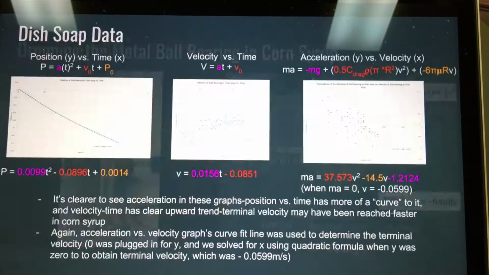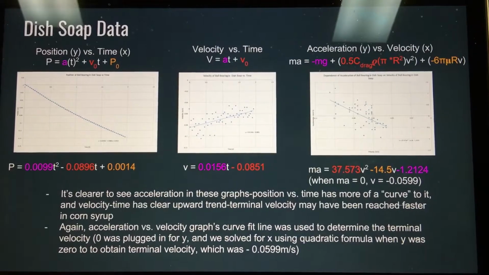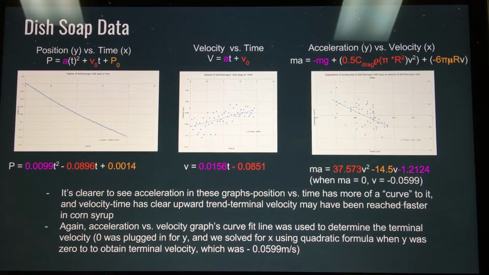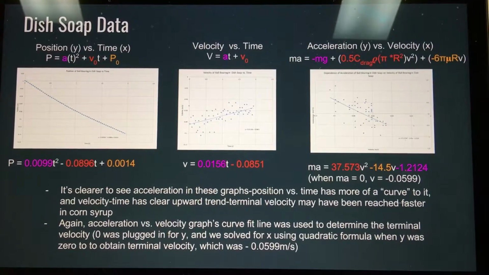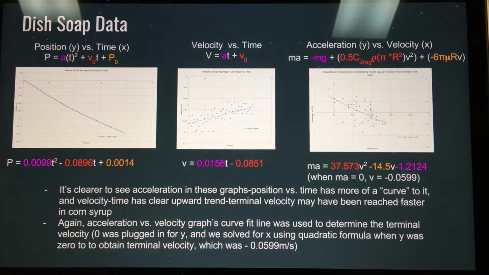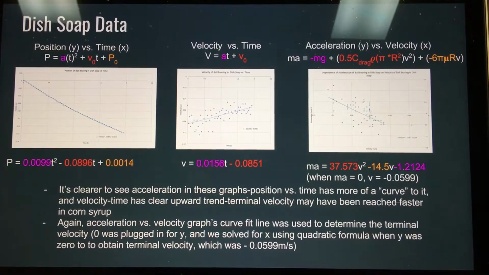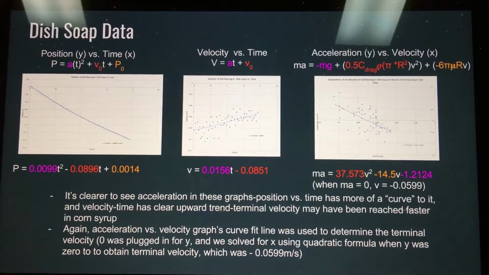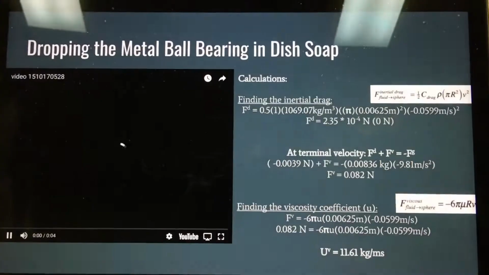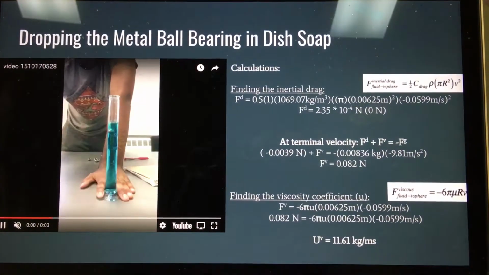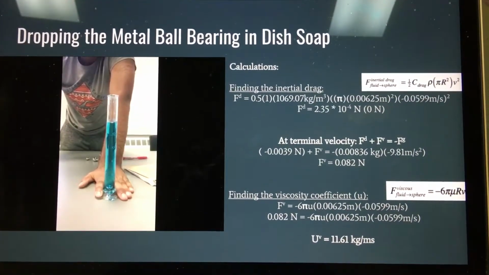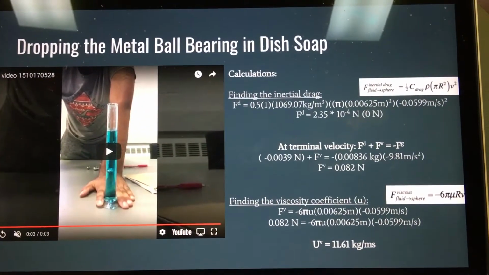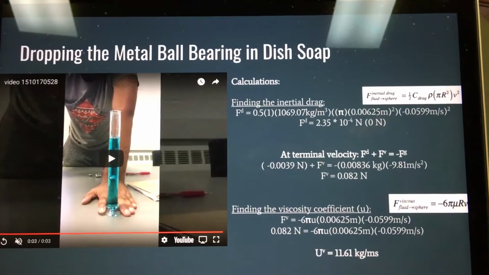The coefficient of viscosity is 84.26 kilograms over meter second. Looking at the dish soap data, it's clearer to see that there is an acceleration, because there's a clear curve to the position versus time graph, and a clear upward trend in the velocity versus time graph. Again, we used the acceleration versus velocity graph and found the velocity when acceleration equals 0 to obtain our terminal velocity, which was negative 0.599 meters per second. We did the same calculations here, finding that the force of drag is approximately 0 newtons, the force of viscosity is 0.082 newtons again, and the coefficient of viscosity is 11.61 kilograms over meter second.